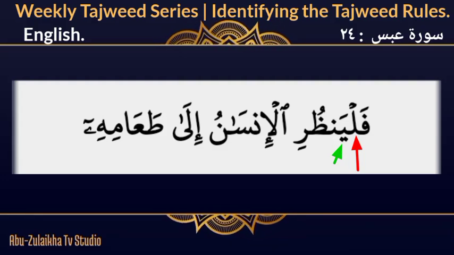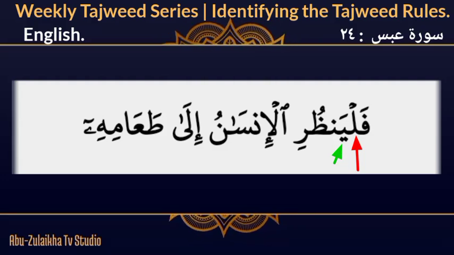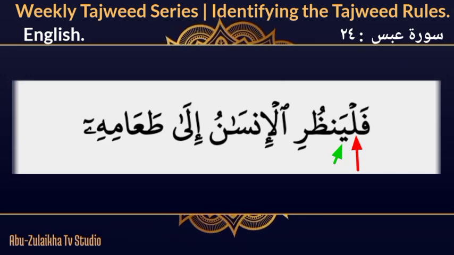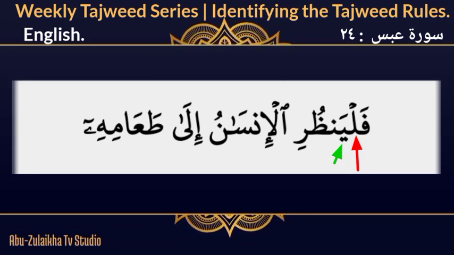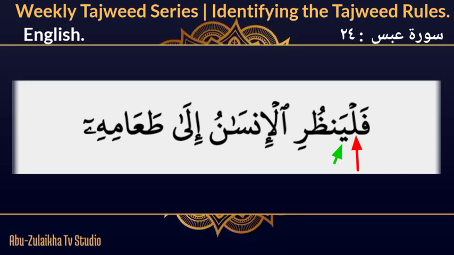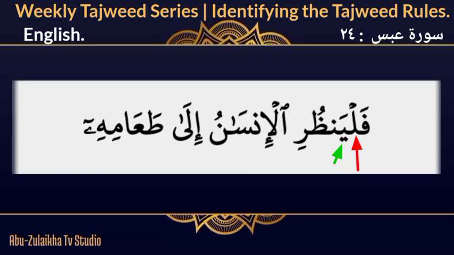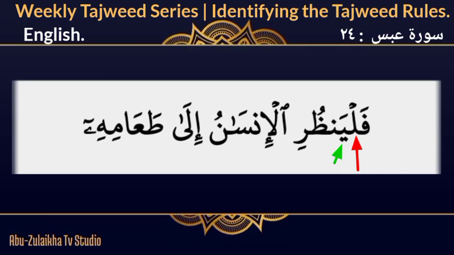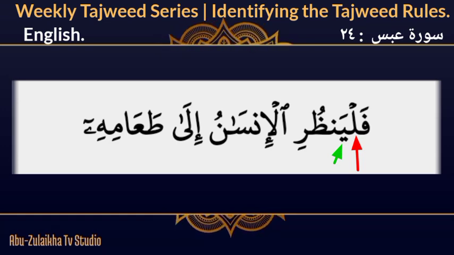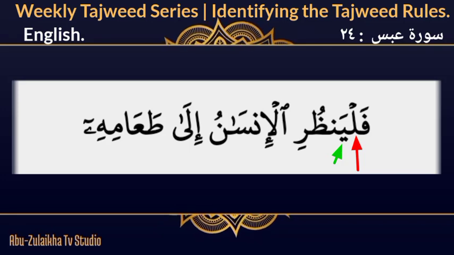So the first rule that we can identify here, which is on the first word, that is فَلْيَنْظُرْ. The first rule that we can identify here is the rule that is governing this letter lam, which is referred to as the lam al-fi'l, that is the verbal lam.